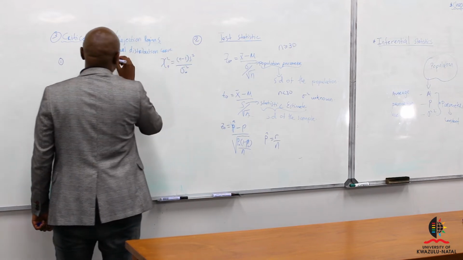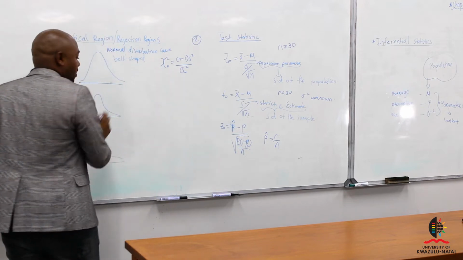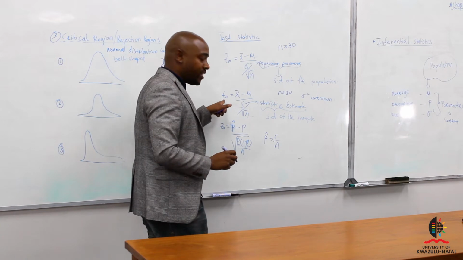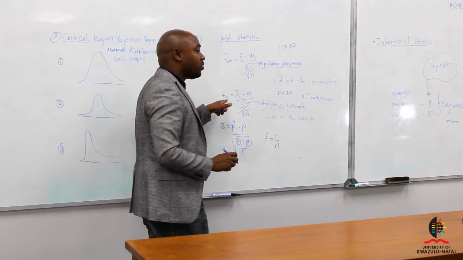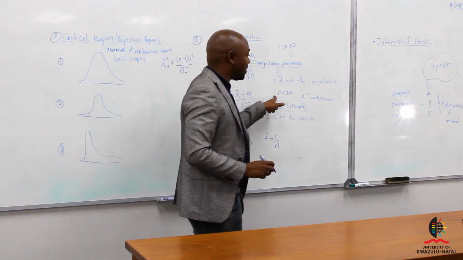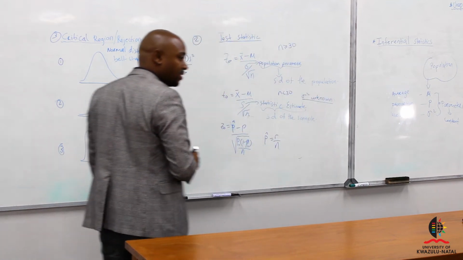I mean, it's bell-shaped, right? Now, the second one: if your test statistic is based on T, you've used the T distribution to calculate your test statistic. Now, when are you going to use this one? If your n is less than 30 and your variance is unknown, right?